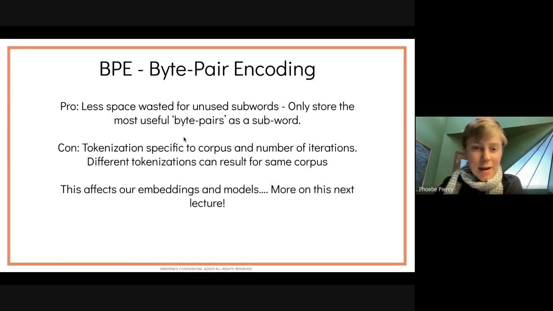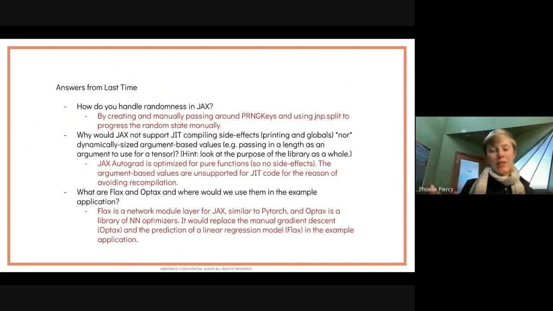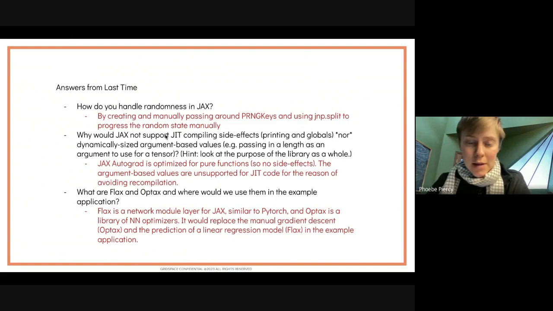All right. Grand reveal of last answers from last time. So Uche asked, how do you handle randomness in JAX? The answer is by manually passing around these PRNG keys, and then you use jnp.split, so jnp, remember, was JAX NumPy. We'll be posting this lecture later. And you split, so you progress that random state. A PRNG key is like a random number key. And that's how you handle randomness, even though JAX is meant to be immutable and deterministic.